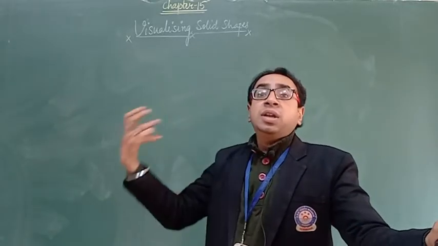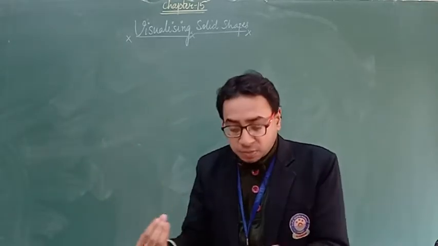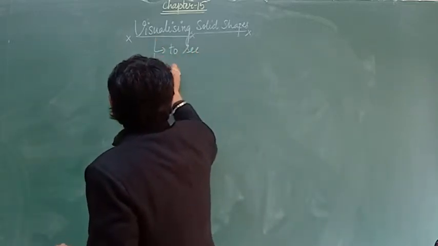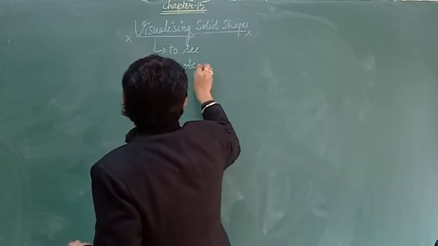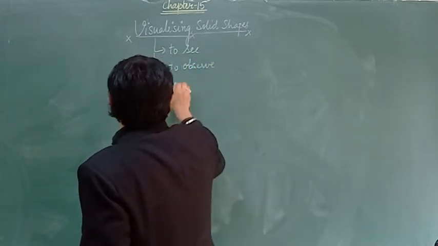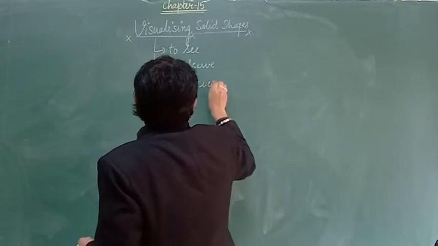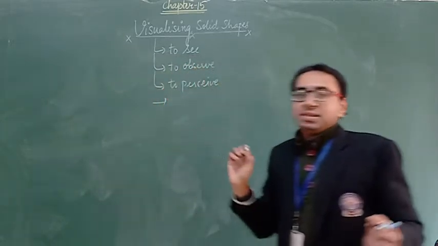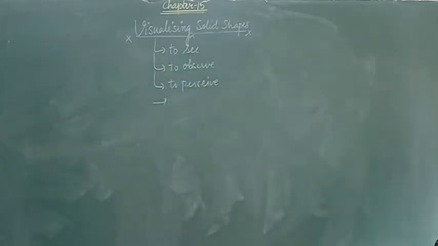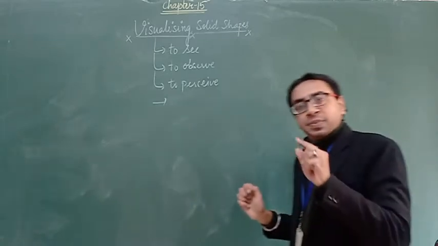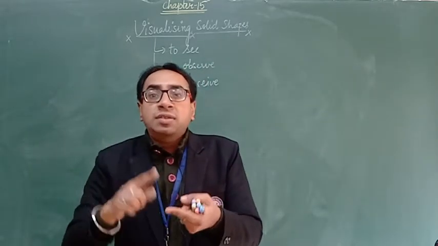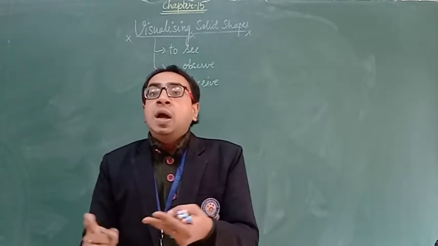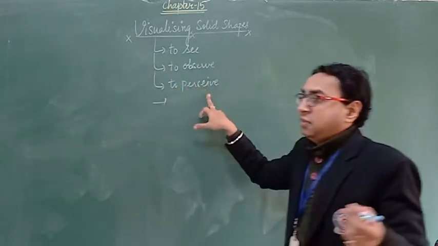Visualizing. What do you mean by visualize? To see, to observe, to perceive something. That is what it makes. What? The visualizing solid shapes. Clear with this? So basically, when we discuss visualizing, we see, we observe, we perceive these shapes.